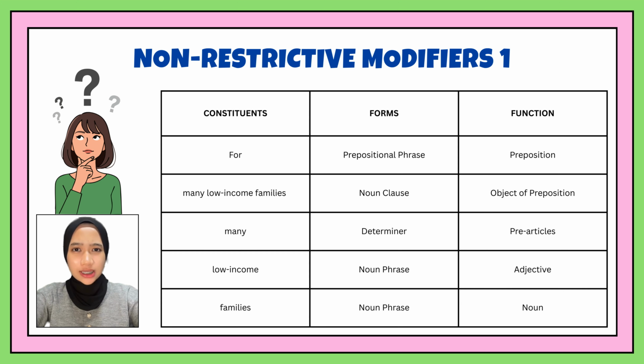The phrase "for many low-income families" functions as a non-restrictive modifier because it provides additional information about who benefits, but it is not essential to the sentence structure. Grammatically, this phrase is a prepositional phrase introduced by the preposition for. The object of the preposition is many low-income families, which is a noun phrase. This phrase does not contain a verb, so it is not a clause. If we remove this modifier, the sentence batik has enabled socio-economic mobility is still grammatically complete. Therefore, this phrase is classified as a non-restrictive modifier rather than a core clause.